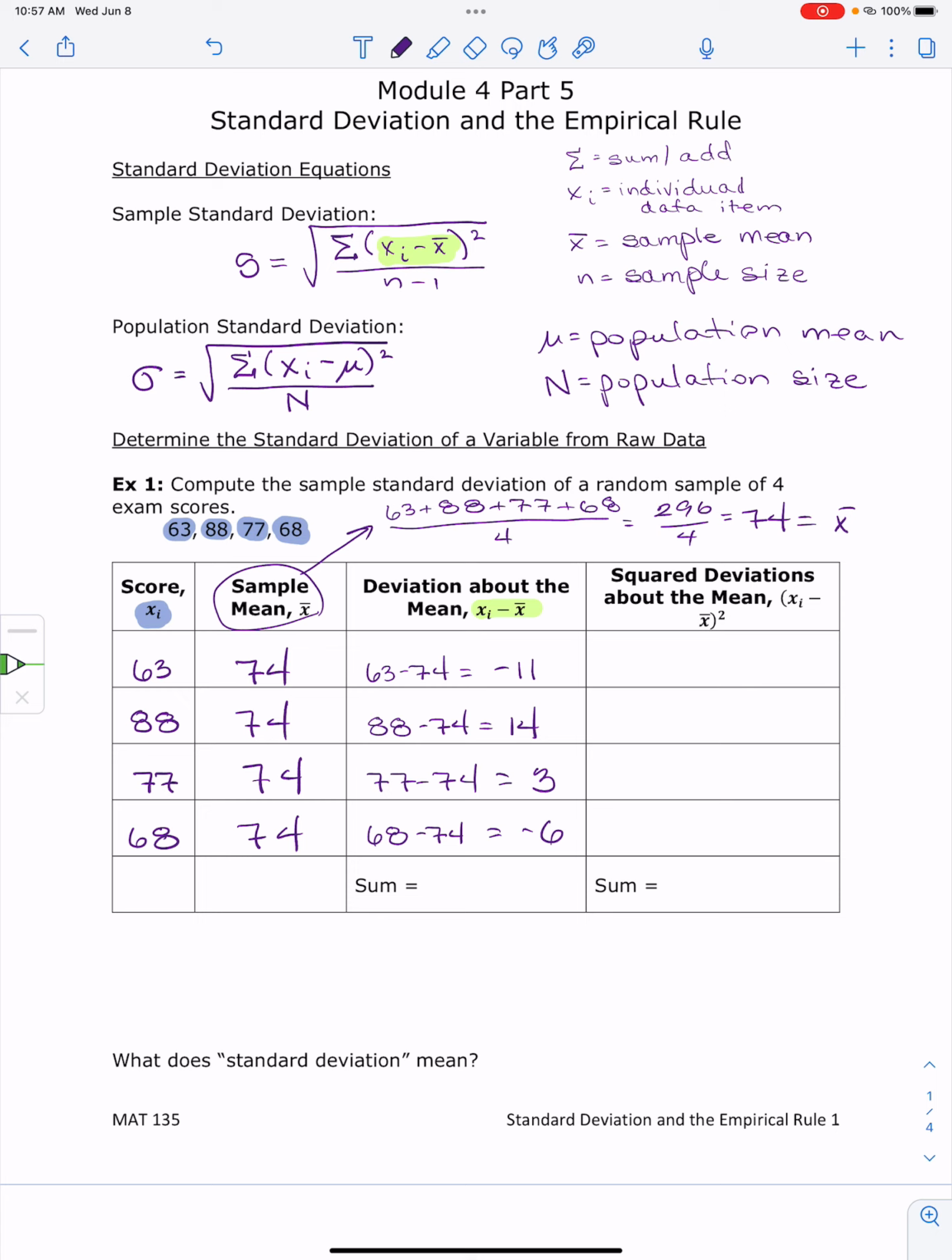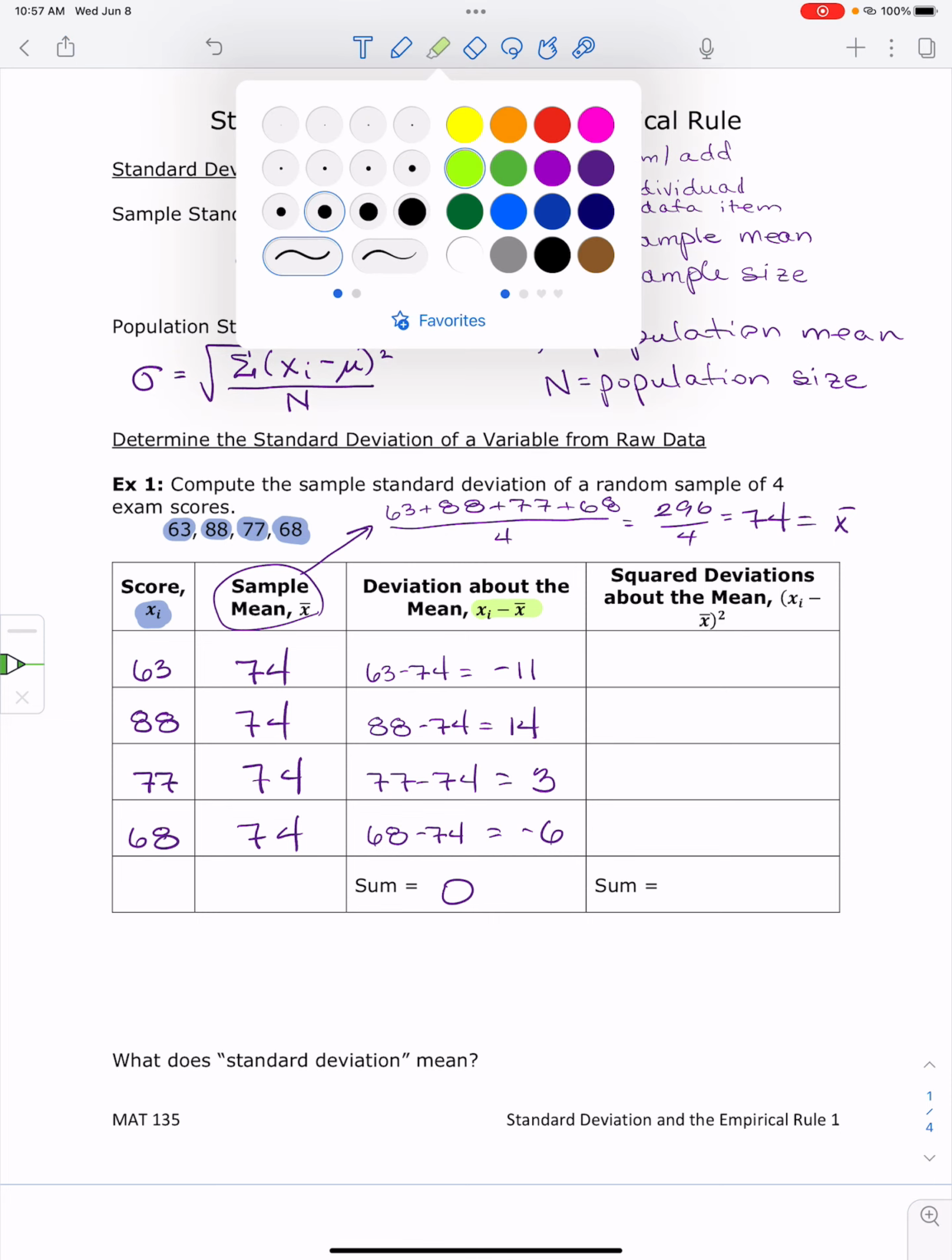Now notice, if I add all of these together, negative 11 and negative 6 is negative 17. 14 plus 3 is positive 17. If I add all these together, I get 0. The question that I usually get is, why do we square all of these and then take the square root? And this is why. When we find the mean, remember that the mean is the balancing point for the set. So I have an equal amount above and below. If I add all of those deviations together, I'm going to get 0.